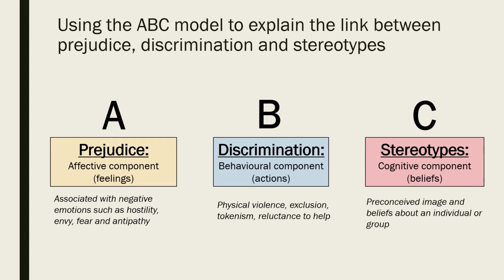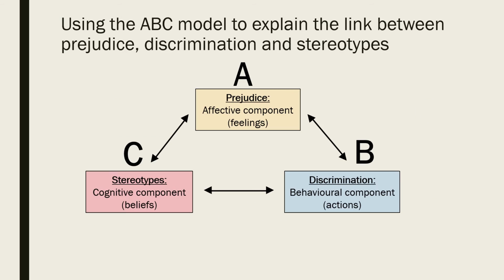Lastly, stereotypes are the cognitive component, as they consist of beliefs and a preconceived image of an individual or group that consists of a few representative characteristics. These characteristics are assigned to all members of that group solely due to their membership of the group. As a result, discriminatory practices may support stereotypes and prejudice. Stereotypes can lead people to become prejudiced, and stereotypes may be used by prejudiced people to support their findings. Let's illustrate this interaction using an example.